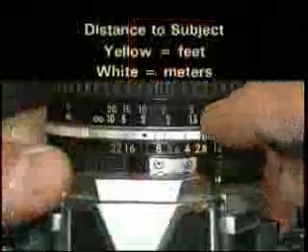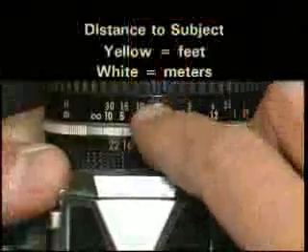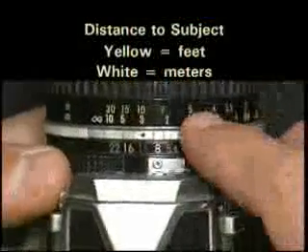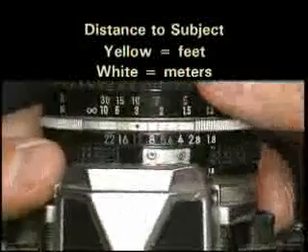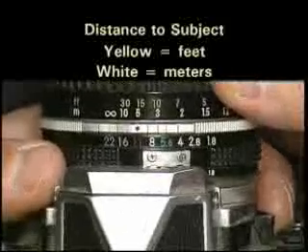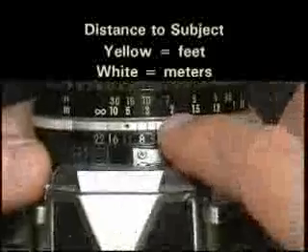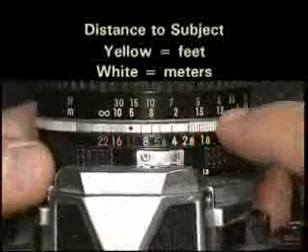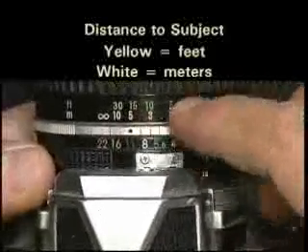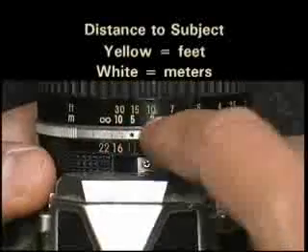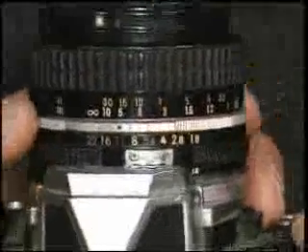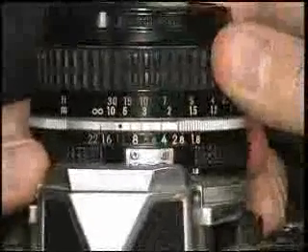These first numbers here, these yellow numbers at the very front, are telling you the distance you focused at. So say we focus at 15 feet. Then we go back to these other numbers. You're wondering, what do these other numbers have to do with anything? These are also telling you distance, but as these move, these also move. So let's put this on 15 feet.